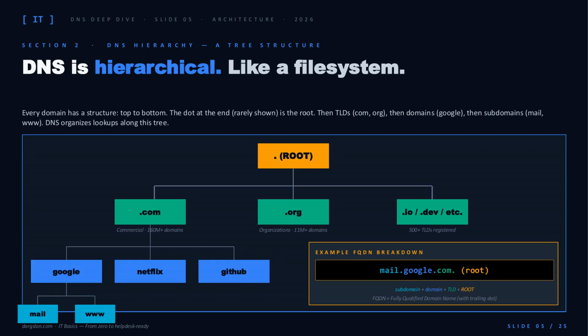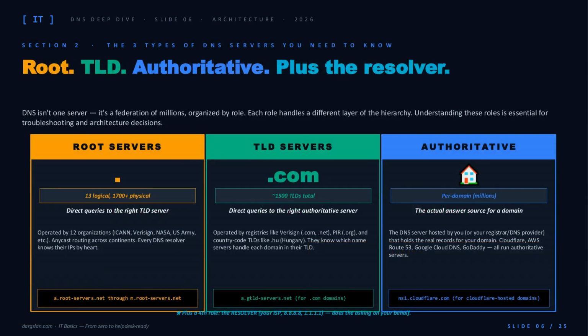Now, before we follow that resolver on its hunt, you need to understand the map it's working from. DNS is structured like a file system, a tree read right to left. At the very top sits the root, written as a single dot. Beneath it are the top-level domains, com, org, io, and over 500 others. Below those sit registered domains like Google or Netflix, and below those subdomains like mail or www. String it all together with that trailing dot, and you get a fully qualified domain name, mail.google.com. Every piece, all the way to root. With that map in mind, let's meet the servers that actually live on it.